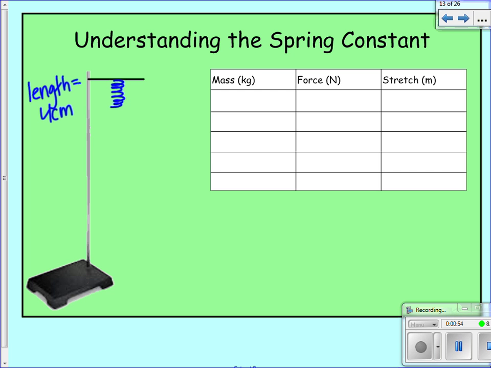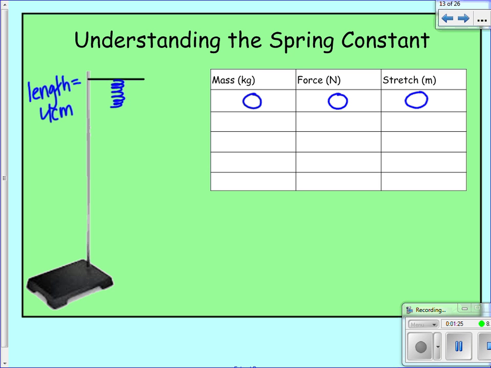All right. Now what we're going to do is start adding mass to our spring and see how much it stretches. Before we do that, let's fill out our initial conditions. If we have 0 mass hanging from the spring, we must have 0 force acting on it, since force is mass times acceleration of gravity. If there's no force acting, the spring does not stretch, and therefore the stretch is 0.